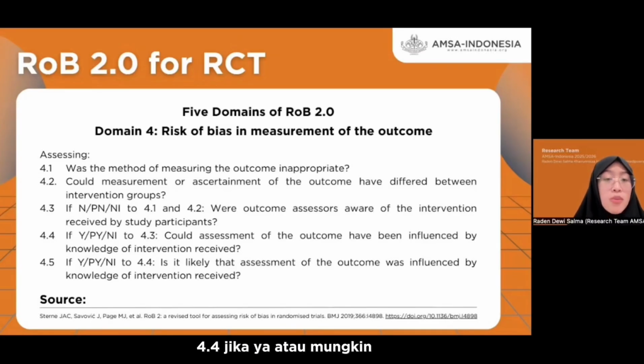4.4, if yes, or probably yes, or no information, to 4.3, could assessment of the outcome have been influenced by knowledge of intervention received? 4.5, if yes, or probably yes, or no information, to 4.4, is it likely that assessment of the outcome was influenced by knowledge of intervention received?